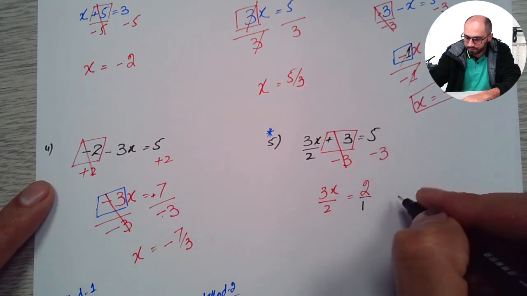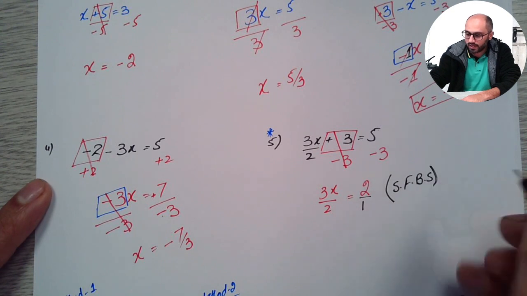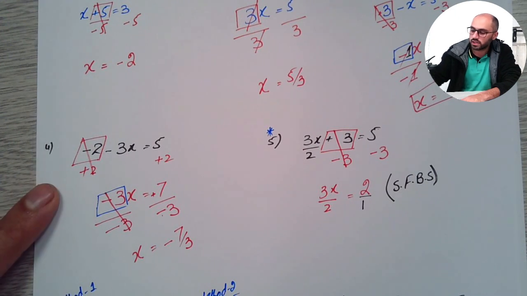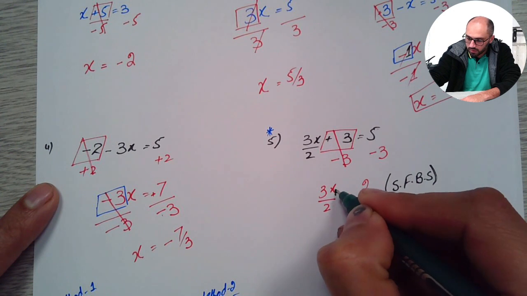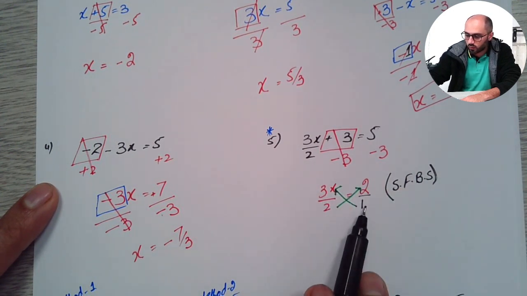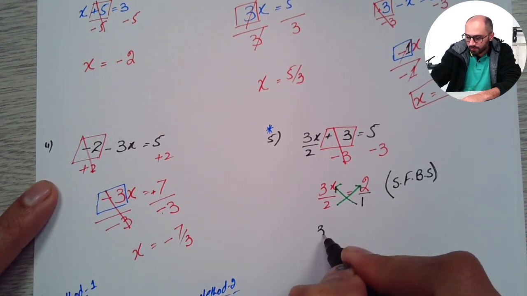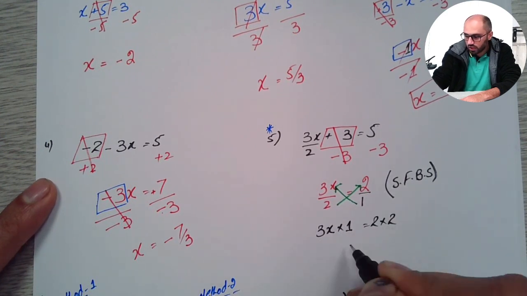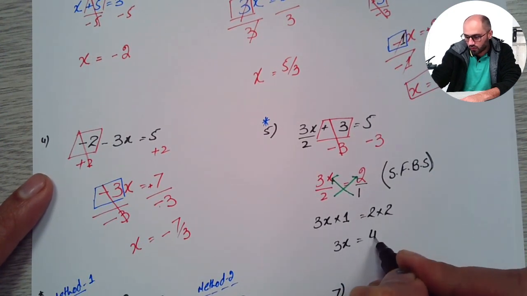So I can say single fraction on both sides. So SFBS means single fraction on both sides. When you have single fraction on both sides, what you will need to do is get rid of the denominator, and for that, we'll do cross multiplication. You'll multiply the numerator with this denominator, you'll multiply this denominator with this numerator, and you'll end up with 3x times 1 equals 2 times 2. This then changes into 3x equals 4.